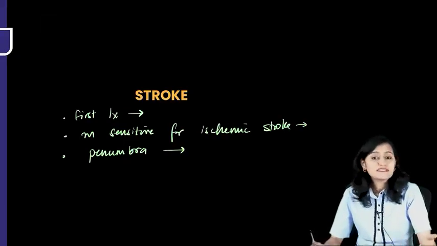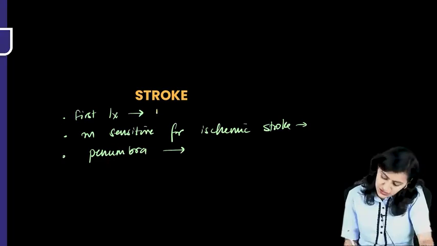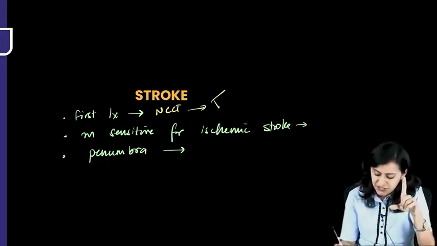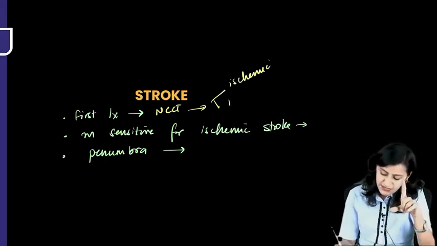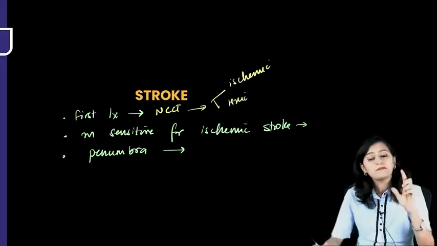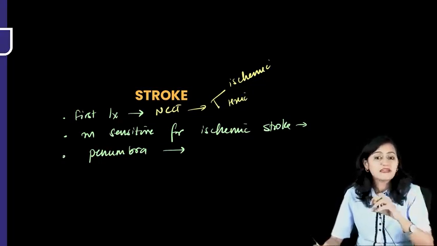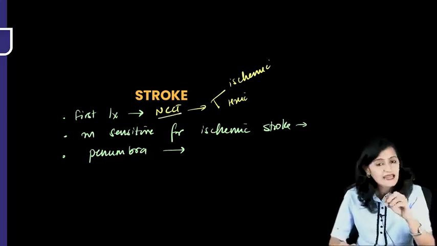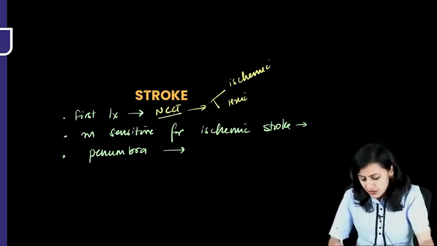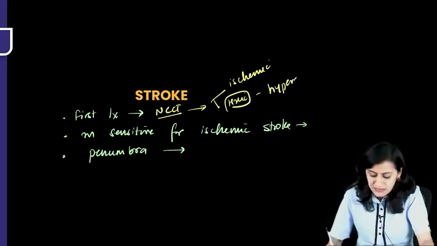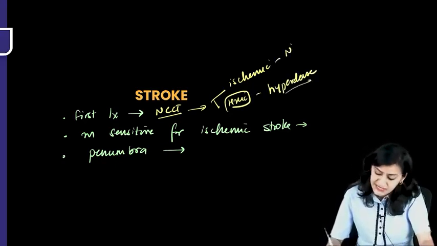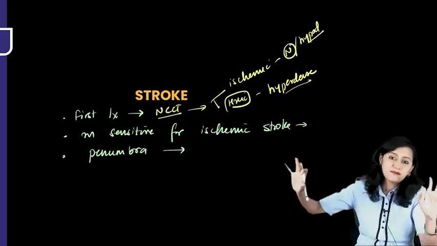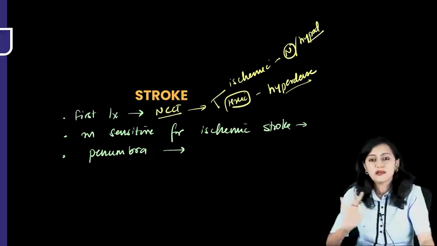Now going to the imaging in stroke. The first investigation in stroke would be non-contrast CT because the first thing that we have to do is differentiate whether the stroke is an ischemic stroke or a hemorrhagic stroke. Why? Because the management will depend on that. If it's a hemorrhagic stroke, we will not do thrombolysis, right? And a CT scan can very well help us in differentiating the two. If it is hemorrhagic, it would be hyperdense, right? If it is ischemic, CT scan can be normal or it can show the hypodense infarct.